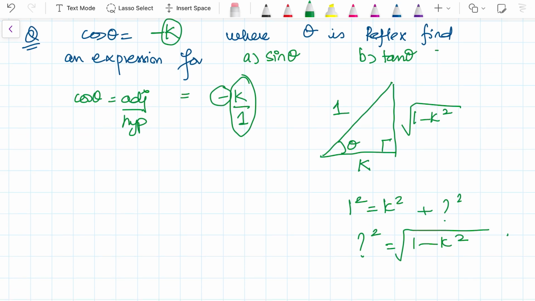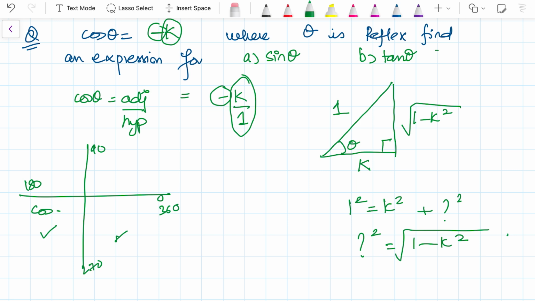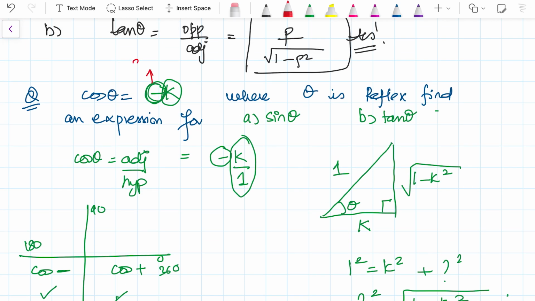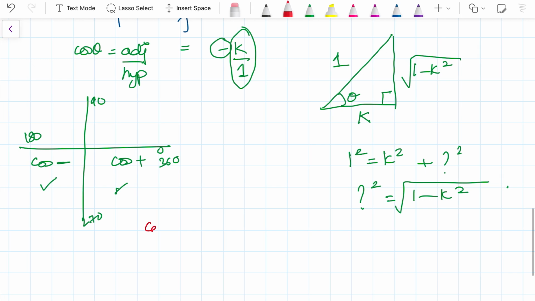Next, there's a minus sign, and reflex means that it is more than 180. So if I look at my quadrants, it's in the third quadrant or the fourth quadrant. Cos is negative here, and cos is positive here. So a negative cos indicates that we are in the third quadrant. Although the question doesn't specify, it just says reflex. Reflex can be third or fourth, but a negative sign filters out that it's going to be in the third quadrant.